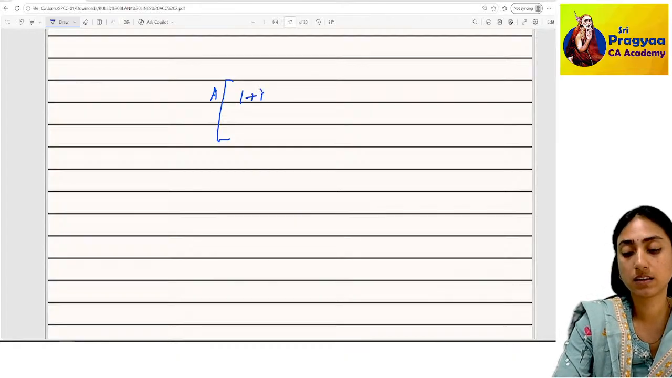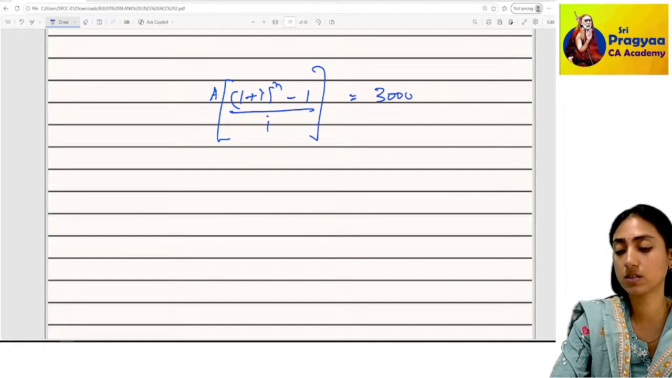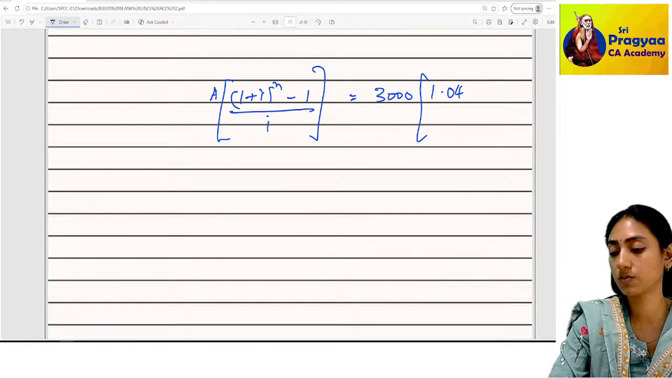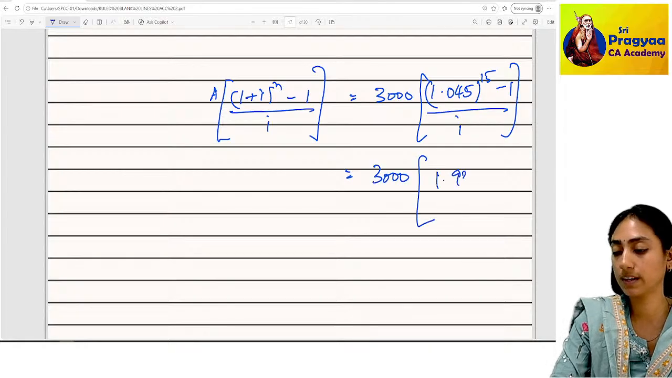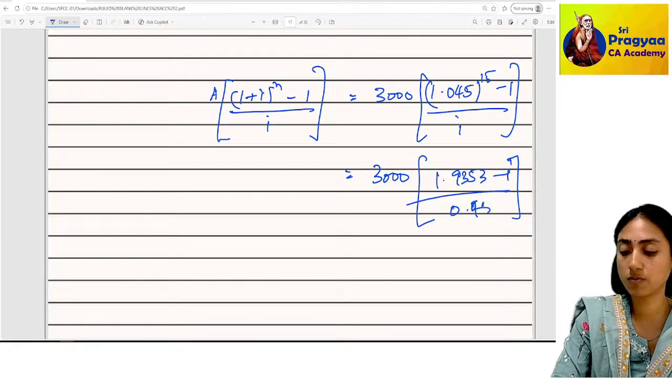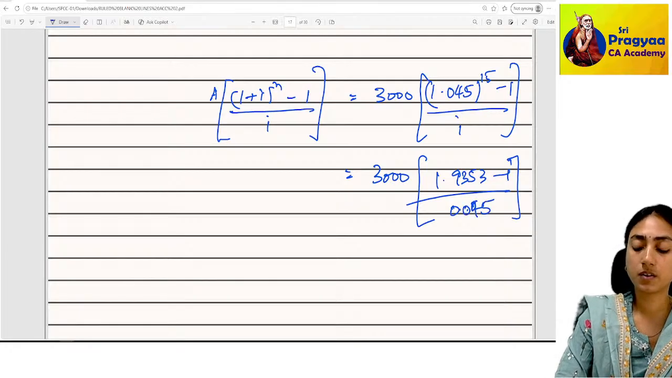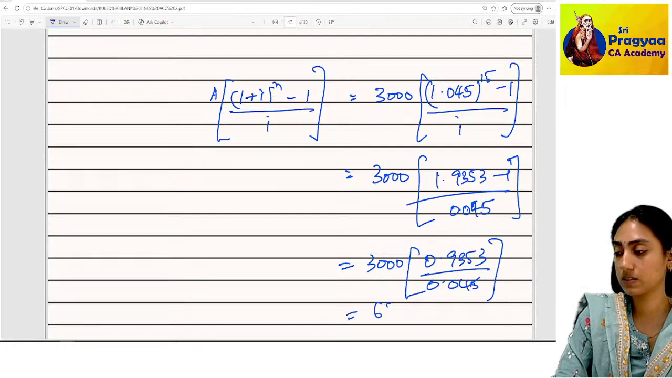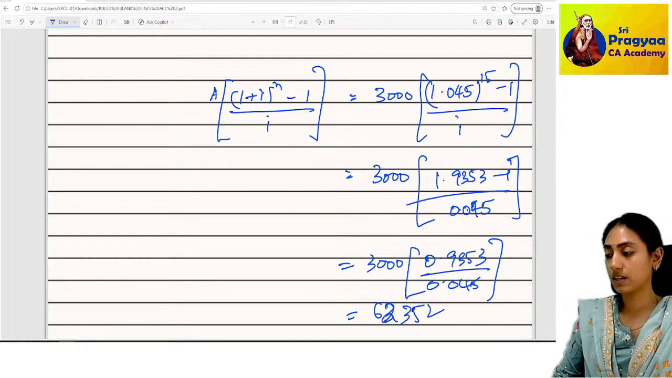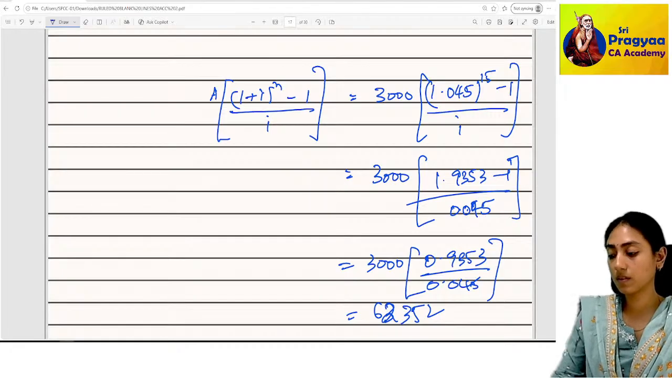1 plus I raised to the power of n minus 1 divided by I, which is 3000 into 1.045 raised to the power of 15 minus 1 divided by I, which is nothing but 3000 into 1.9353 minus 1 divided by 0.045. Okay? 62,352. Okay? 52.16.